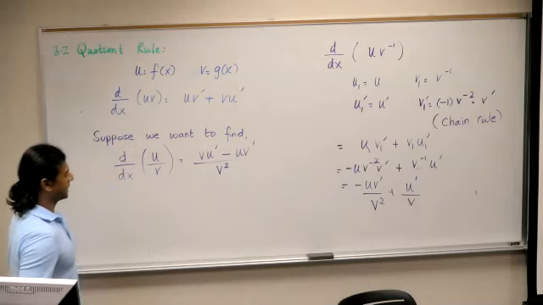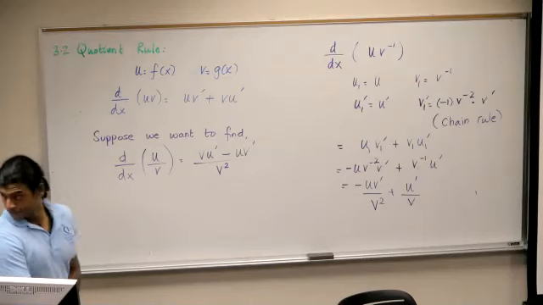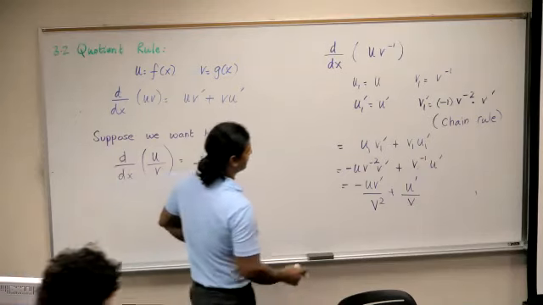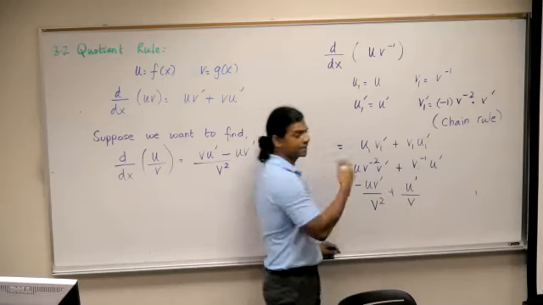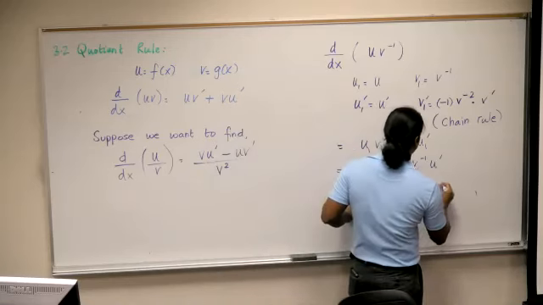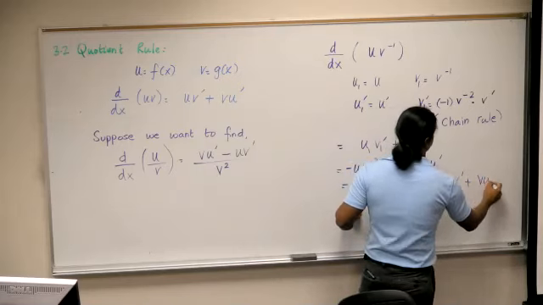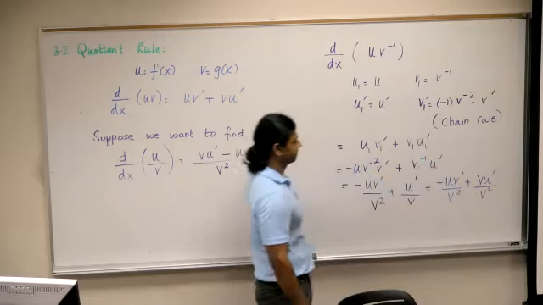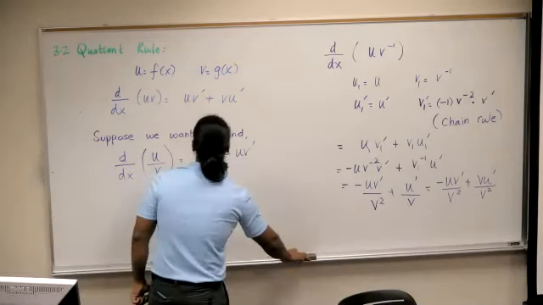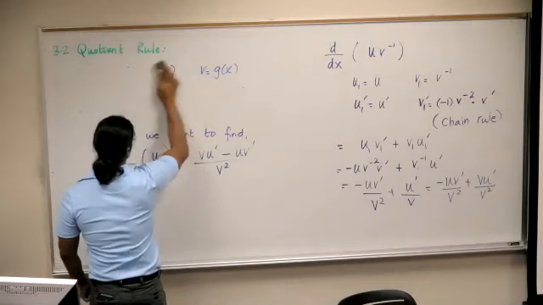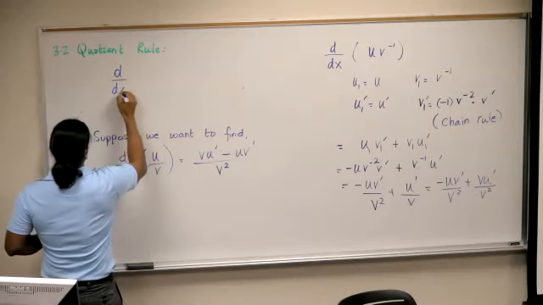Now I want to combine them together. How would I combine them together? You'd have to make a common denominator. So multiply and divide by v so that I get a common denominator. So negative u v prime over v squared plus v u prime over v squared. Do I have a common denominator? Yes. Which you can then restructure into what we get for the quotient rule.